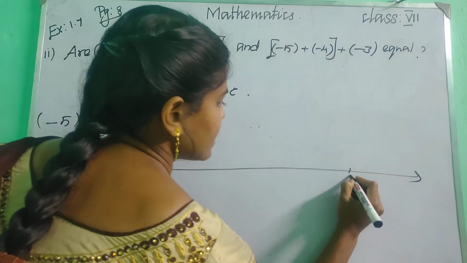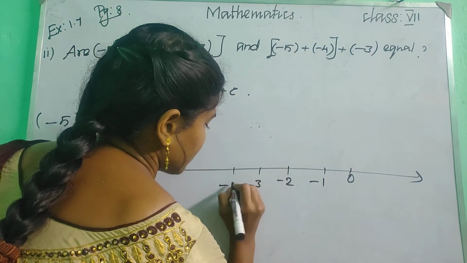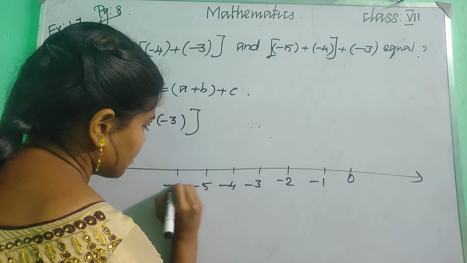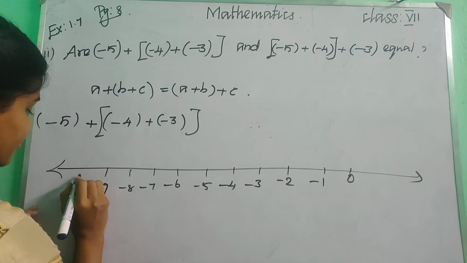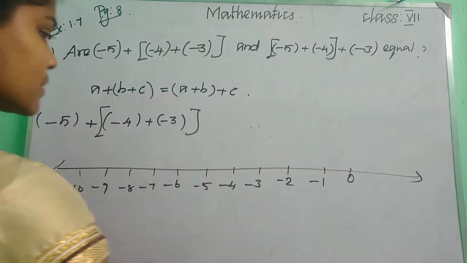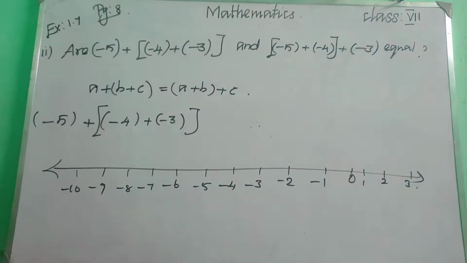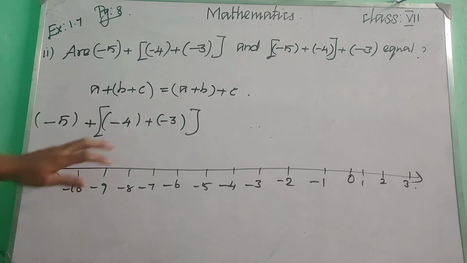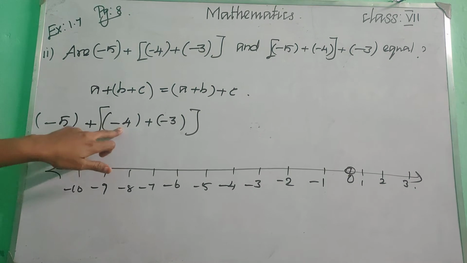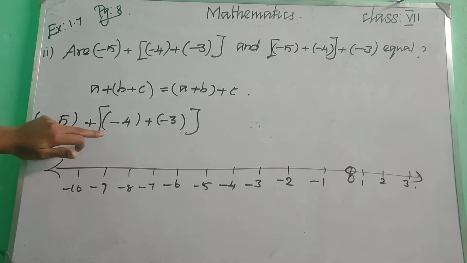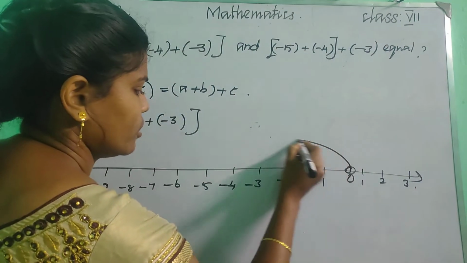So here it is 0 and here minus 1, minus 2, minus 3, minus 4, minus 5, minus 6, minus 7, minus 8, minus 9, minus 10. Okay, children, so let us do it. We need to start from 0, right? We need to move minus 4, which is on the left side. Minus 4 means it is on the left hand side. So we need to move to minus 4.